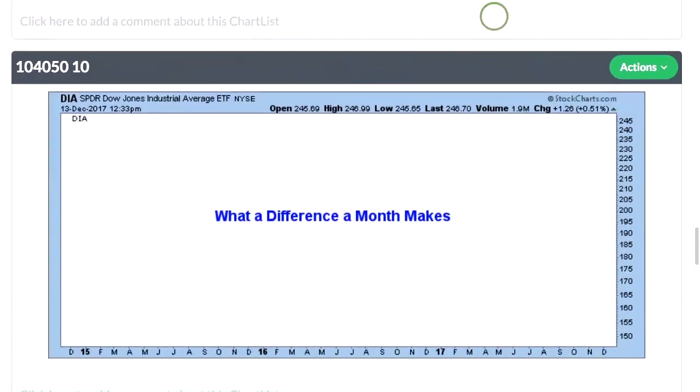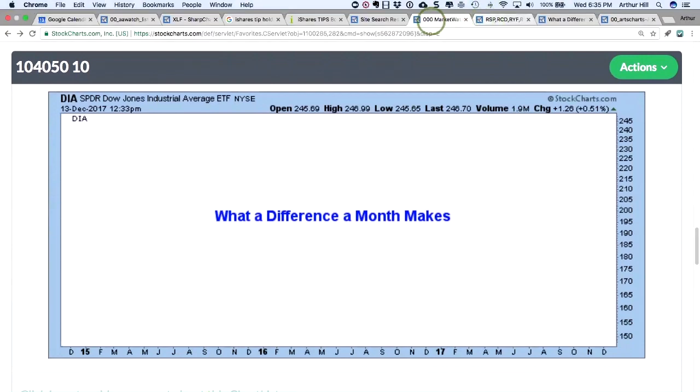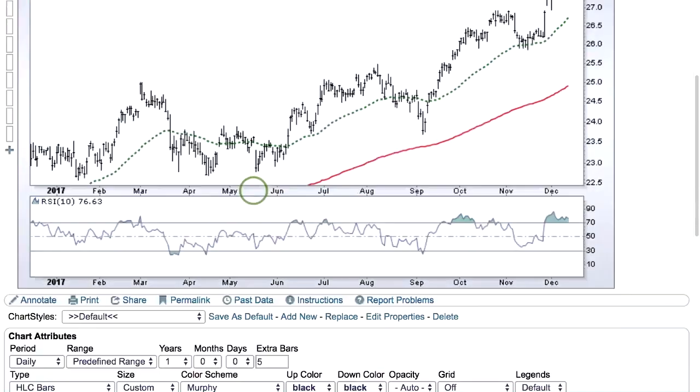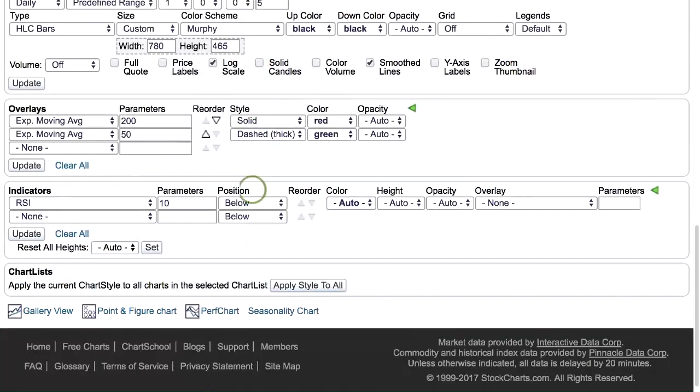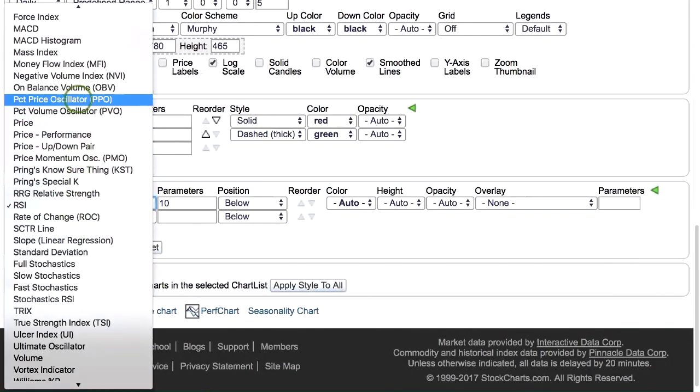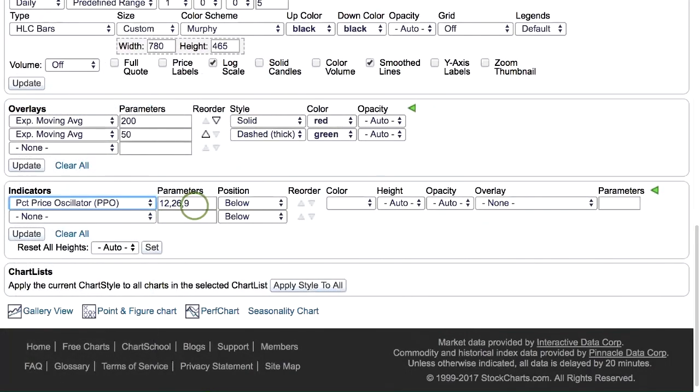So what a difference a month makes. And I'll take this opportunity, somebody's asking me about the PPO 5200-0 that I show on my charts. And I'll just explain that. There's the PPO.